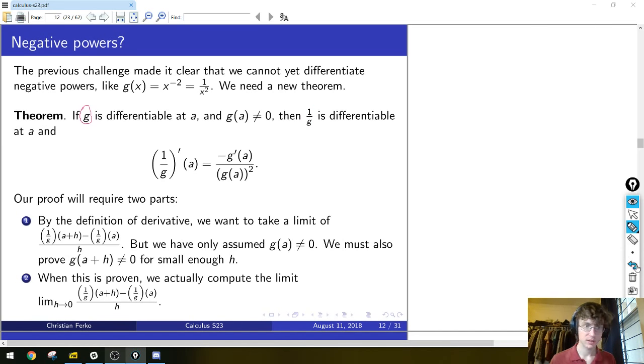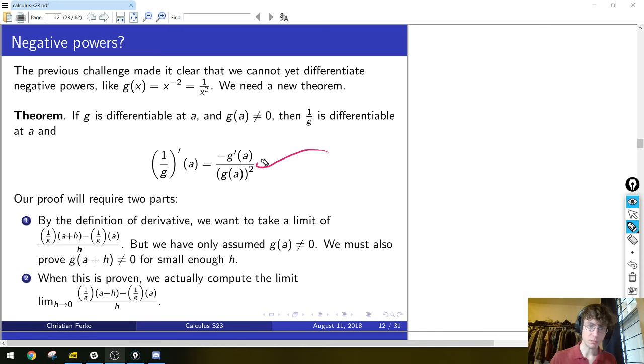So I'll just read it. Here's the theorem. If g is differentiable at a point a, and g of a is not 0, so we can divide by g of a, then the function 1 over g is also differentiable at a, and its derivative is given by this formula. The derivative of 1 over g at a is minus the derivative of g at a divided by g squared. It's minus g prime over g squared.